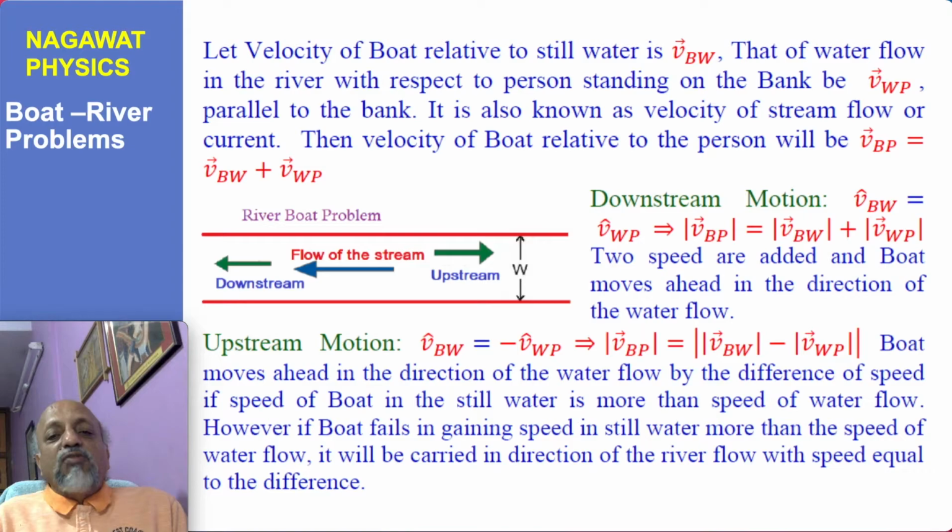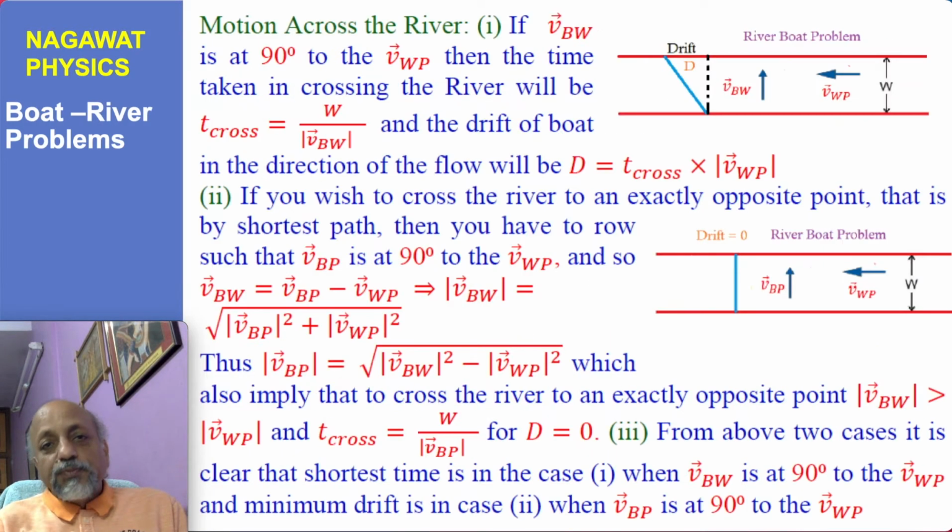So when a river is flowing, there are two directions: downstream direction, the direction of flow; upstream direction, the direction against the flow. And here I am considering the motion of the boat in this particular slide along either parallel to the flow of the stream, so either parallel or anti-parallel. And when the two, the VBW and VWP, are parallel, we call it downstream, and when the two are anti-parallel, then we call it upstream.